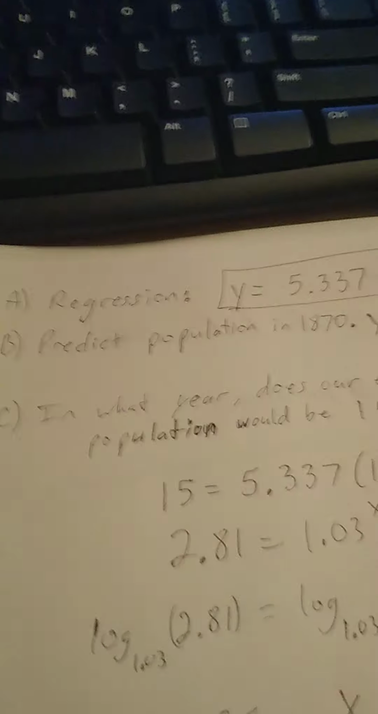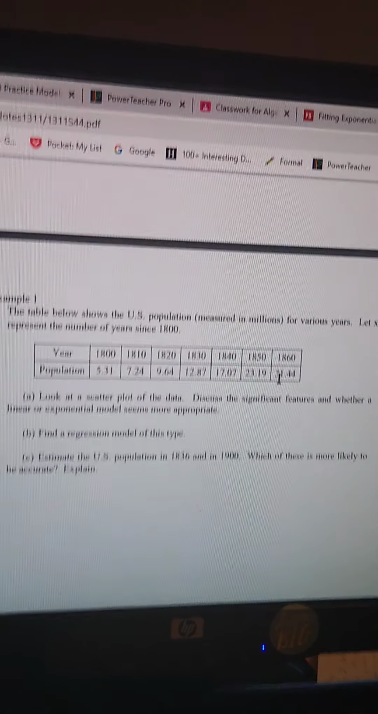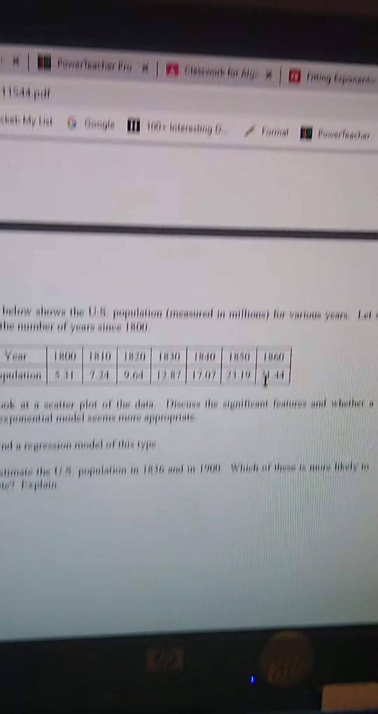This is a video lesson continuing learning how to model regression equations for exponentials. We're going to do similar to what we did yesterday. We're just going to add a few more components before you start a project through the rest of the week.